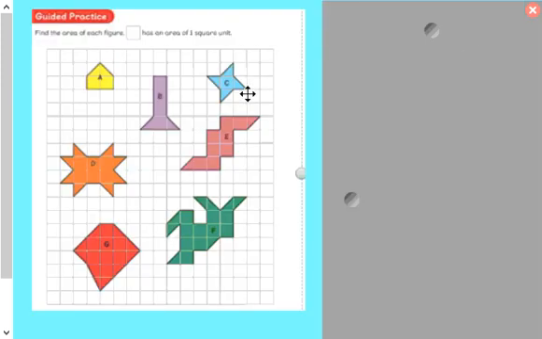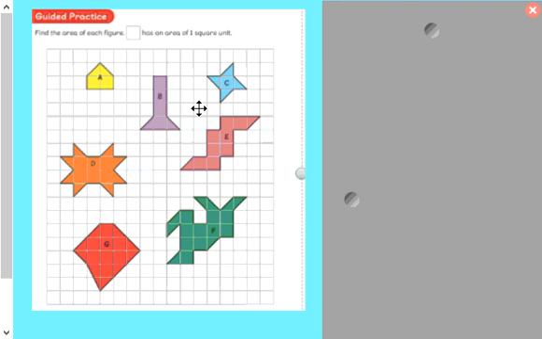Okay, now it's your turn. Could you have a look at these shapes here, and could you tell me what the area, the surface area, is of each of these shapes? Now, the further you go down the page, the trickier they are. Just have a little go, see what you think.